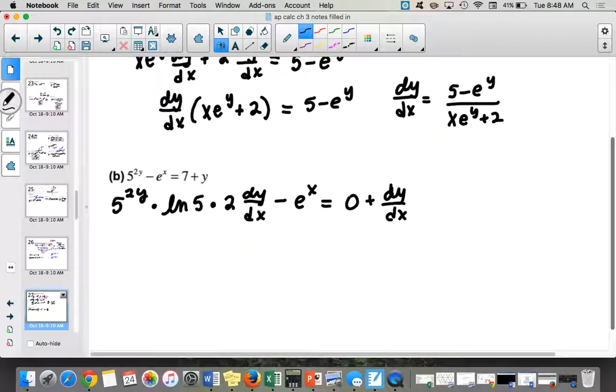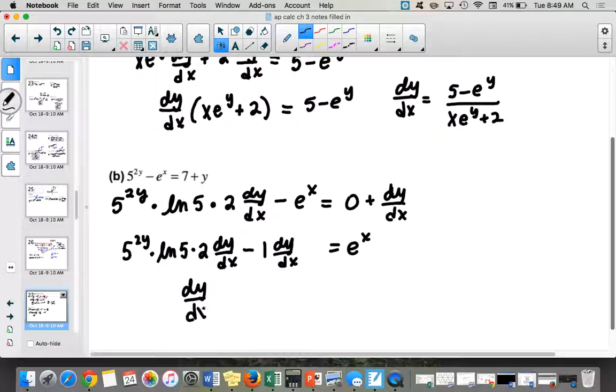All right, so we want to get all the dy over dx's on one side, and anything that doesn't have a dy over dx on the other side. So I'm going to get the e to the x on the right side, and I'm going to have 5 raised to the 2y times natural log of 5 times 2 dy over dx, and then minus 1 of the dy over dx's. So I pull the dy over dx out, and then I'm going to divide that part that was inside parentheses over. Can we do this all in one step? So it's going to look like e to the x divided by the part that would be in parentheses, which would be 5 to the 2y times natural log of 5 times 2 minus 1.